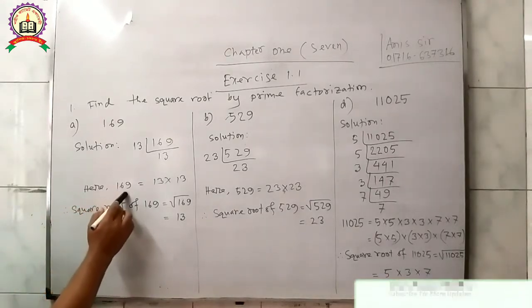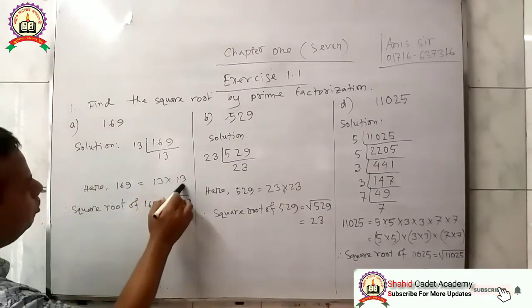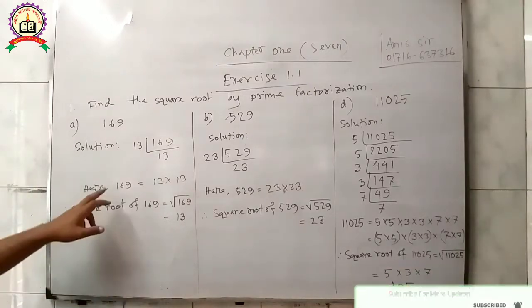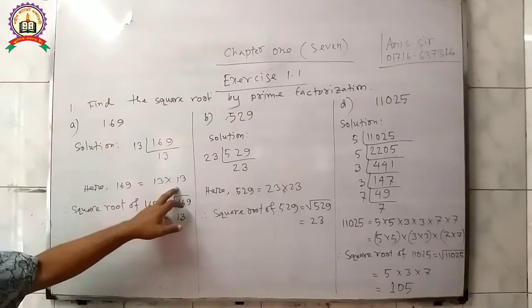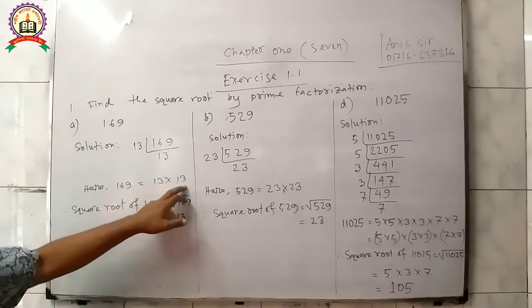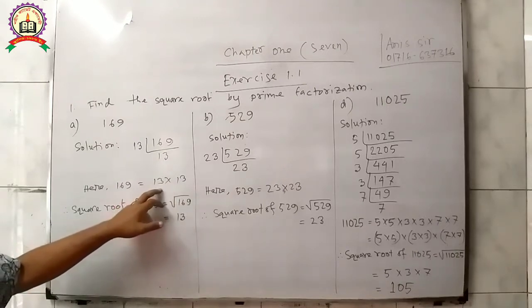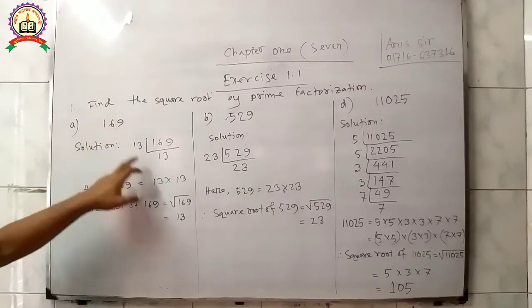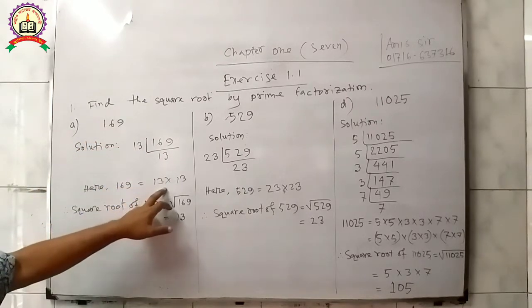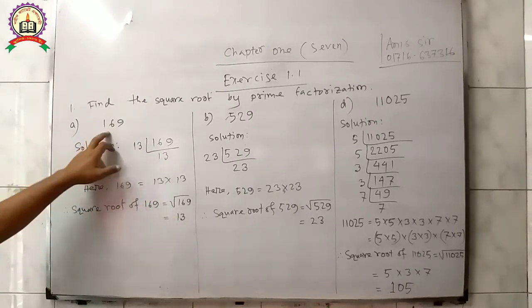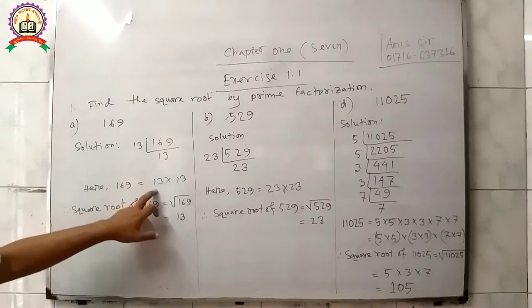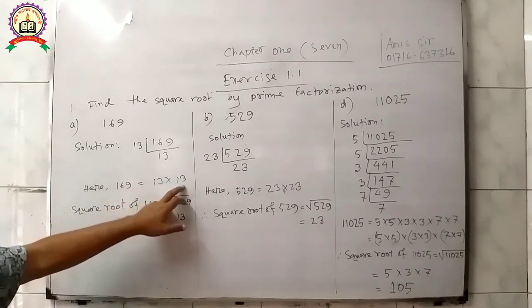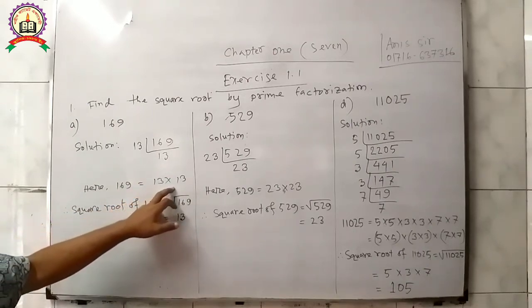Here 169 equal to 13 into 13. These 2 prime factors we get from this number. So it is called a square number. 13 into 13: these are the 2 prime factors of this number.